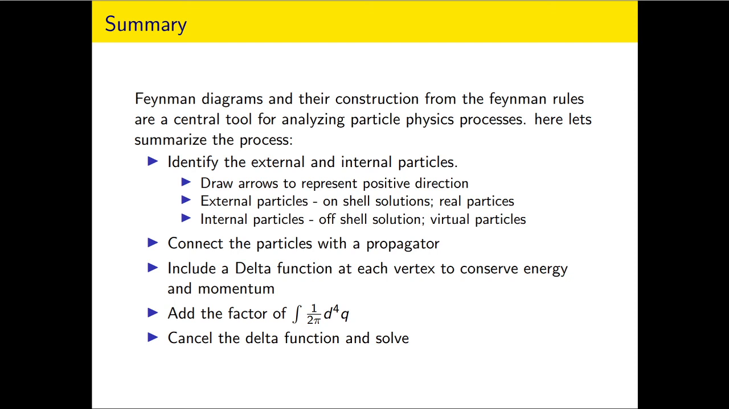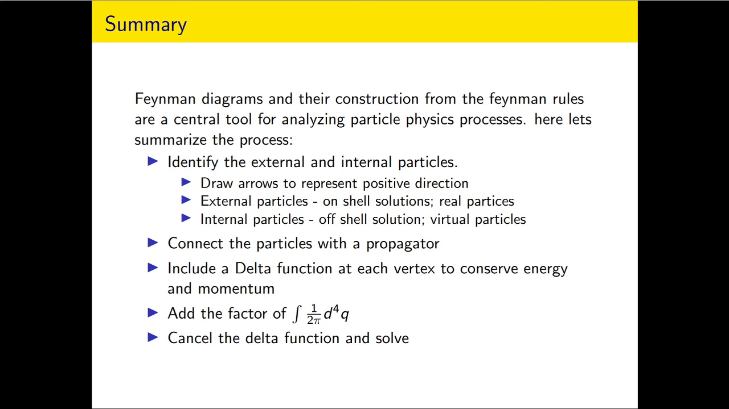So next we connect the particles to the propagator. So that's very simple. Next, we include a delta function at each vertex to conserve the energy and momentum. If you remember from last lecture, we discussed what a delta function is. It's just like any function, but if you input any quantity other than zero, the function will go to zero. If the input is zero, so if energy and momentum are conserved, the delta function will be one. If they are not conserved, it will go to zero.